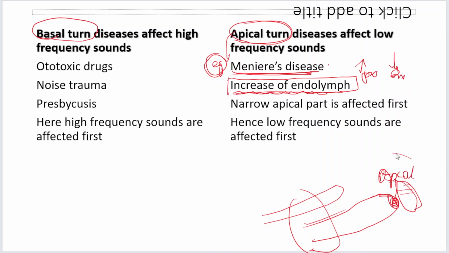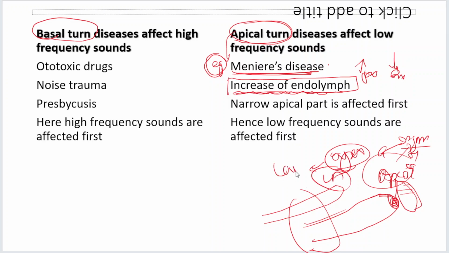Because it affects the apical turn, the organ of Corti at the apex of the cochlea will get damaged. So what frequency of sounds do you perceive at the apex of the cochlea? LA, Los Angeles, low frequency hearing sounds. So low frequency hearing sounds are affected first.